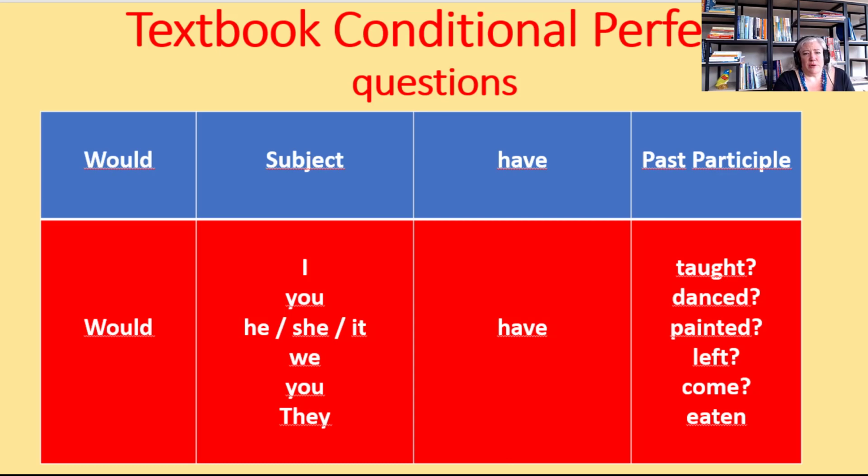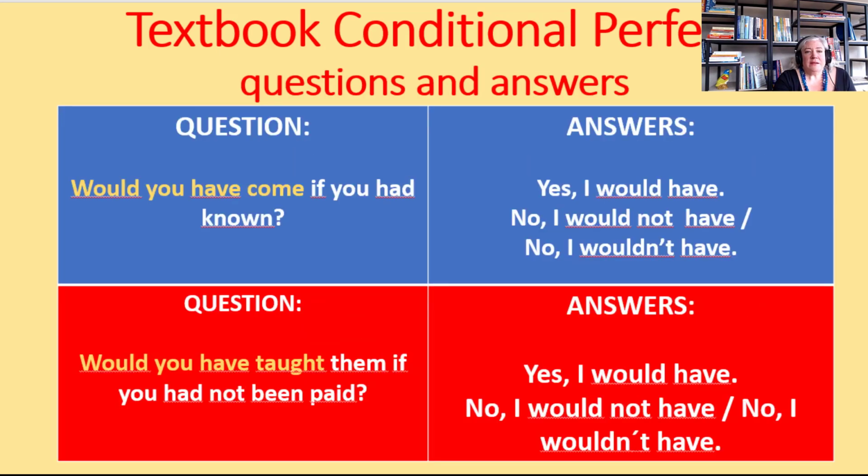Textbook conditional perfect questions. Would plus subject plus have plus past participle. Would I have taught? Would you have danced? Would he, she, it have painted? Would we have laughed? Would you have come? Would they have eaten?